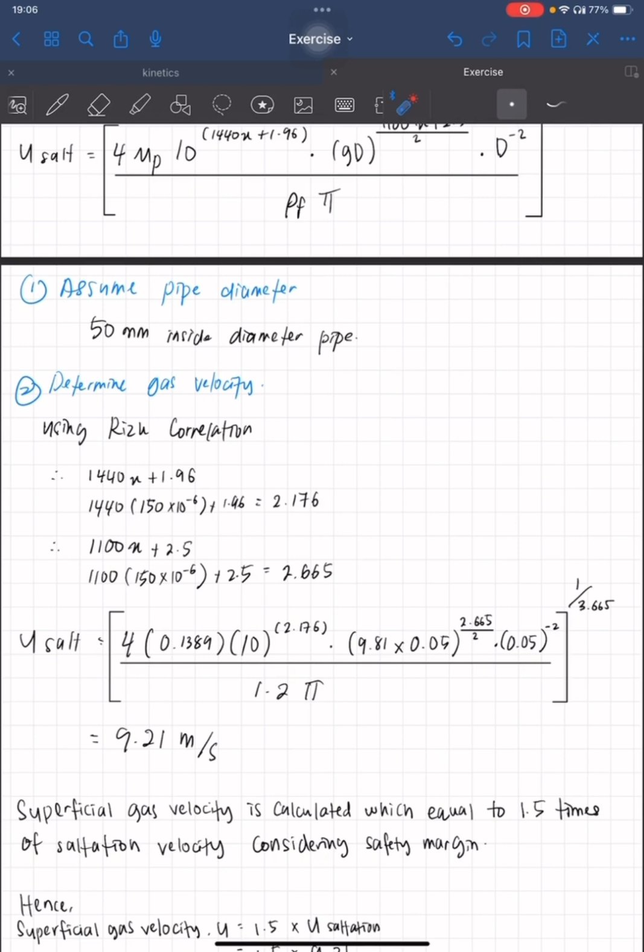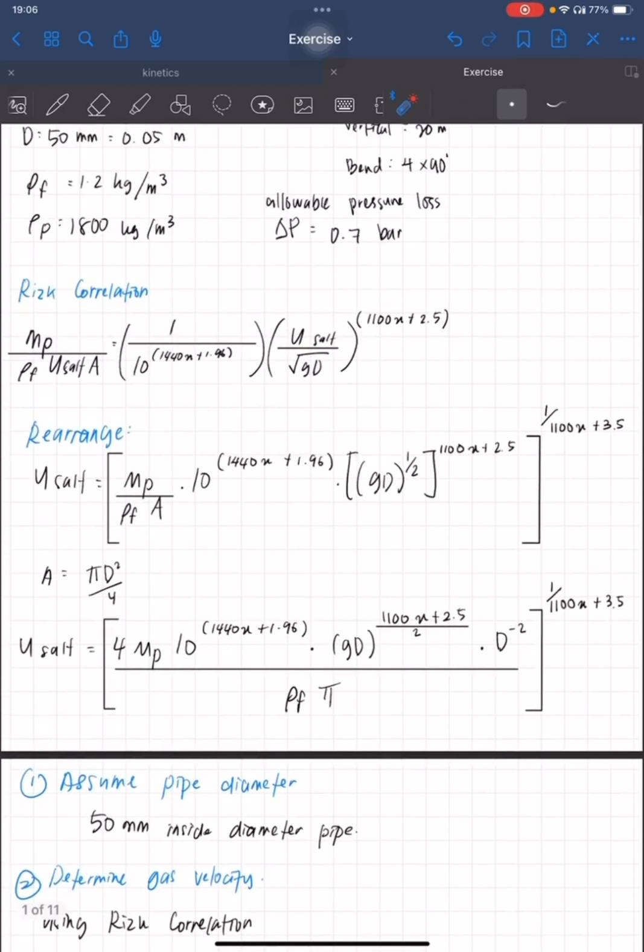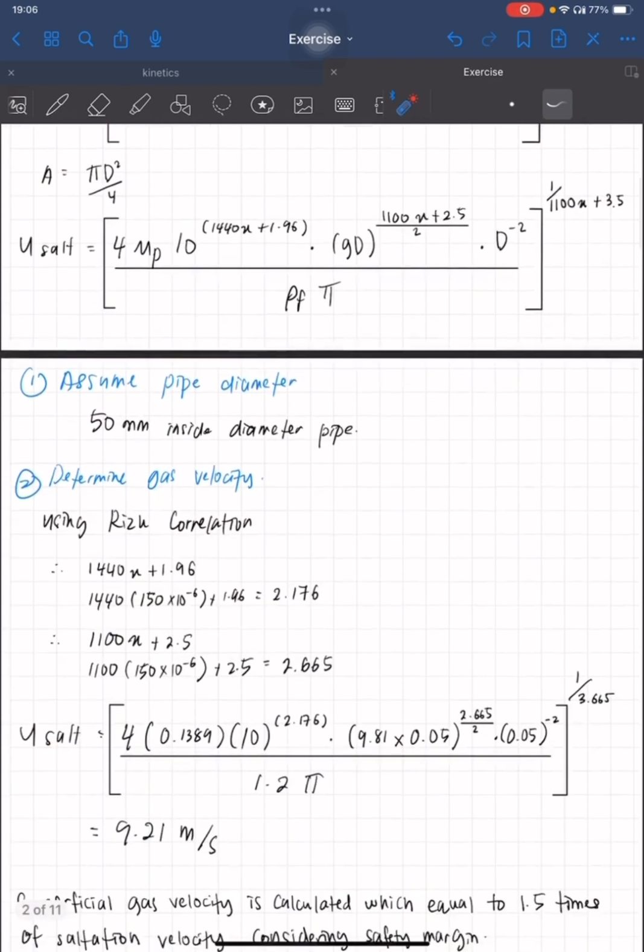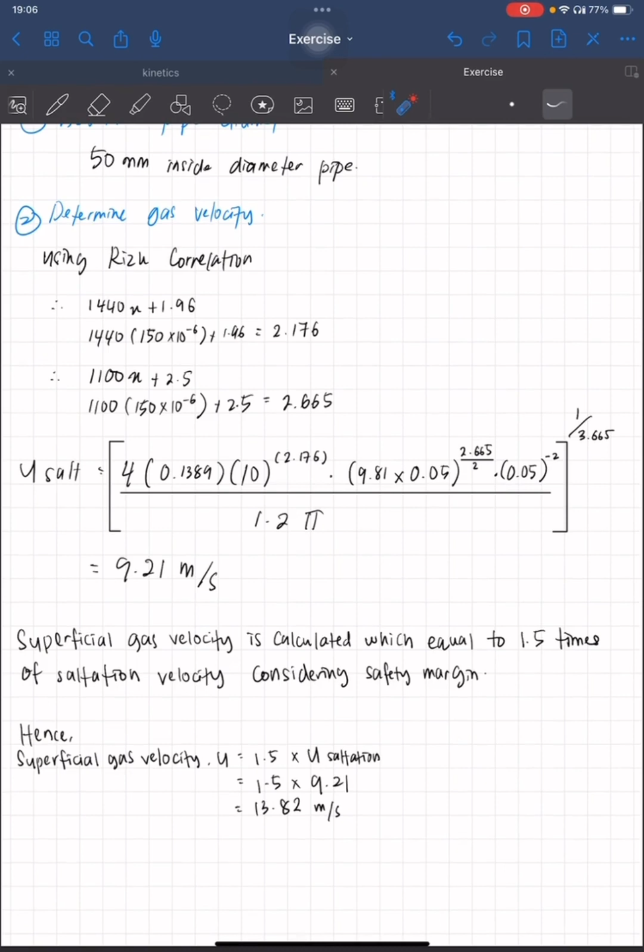and then determine the gas velocity, which is by using the Rizk correlation. The Rizk correlation is shown here, and we need to rearrange the equation so we can find the saltation velocity. And then the obtained saltation velocity is 9.21 meter per second.